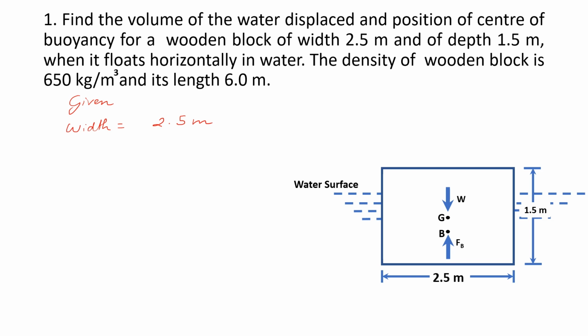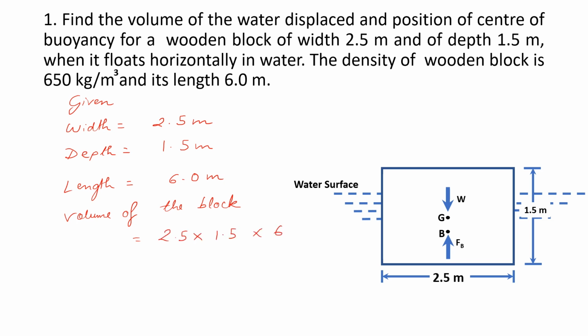In the question we have been given the width that is 2.5 meter, depth that is 1.5 meter and length that is 6 meter. So we can find the volume of the block. We will multiply width, depth and length, that is 2.5 multiplied by 1.5 multiplied by 6, and we will get volume as 22.50 meter cube. Density is given as 650 kg per meter cube.